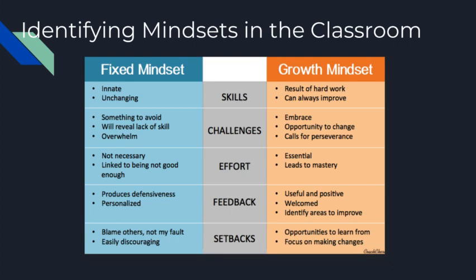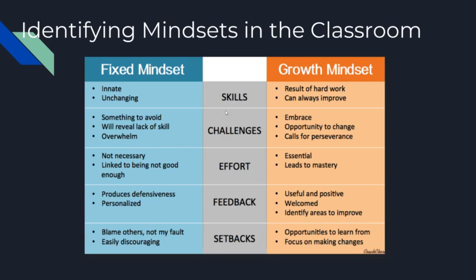Next, let's look at identifying some mindsets in the classroom. For example, when we look at skills, a student with a fixed mindset sees their skills as innate or unchanging. It's just the way it is. While a growth mindset student sees their skills as a result of hard work and can always be improved. For a fixed mindset student, challenges are something to avoid. It's something that's going to make them vulnerable. It will reveal a lack of skill. While growth mindset students lean into challenges, they embrace challenges, they see challenges as an opportunity to change and improve.